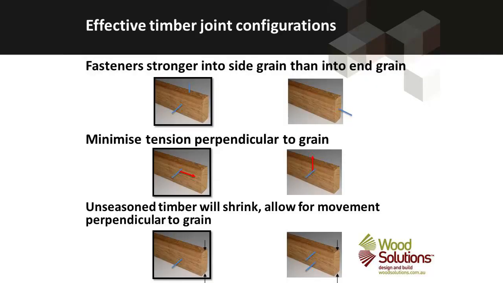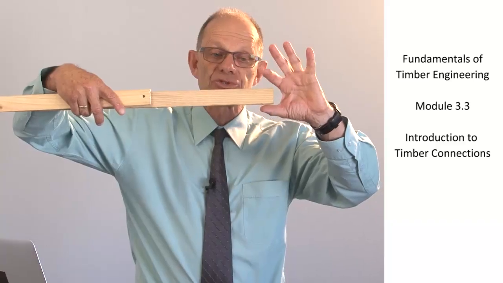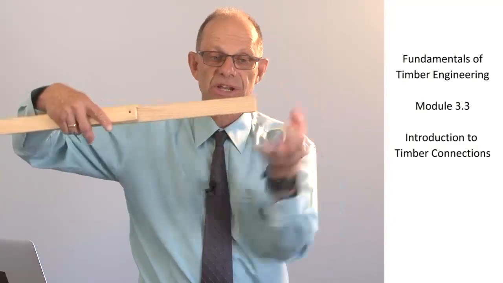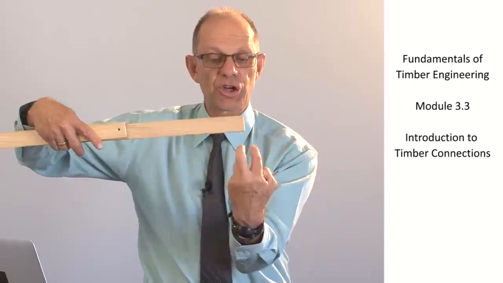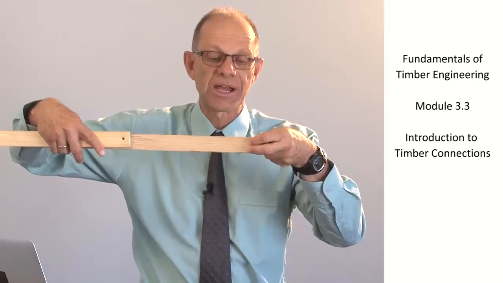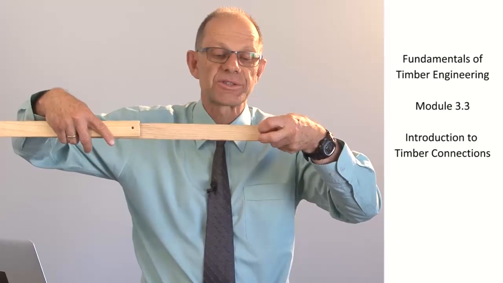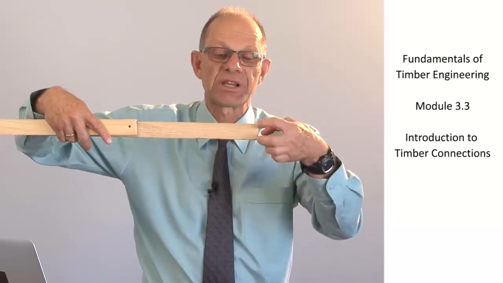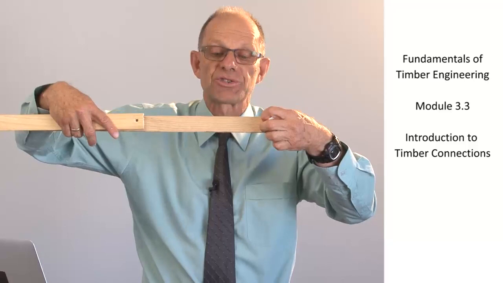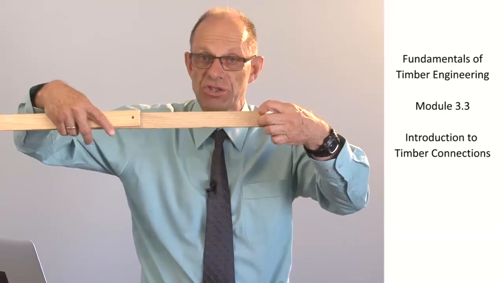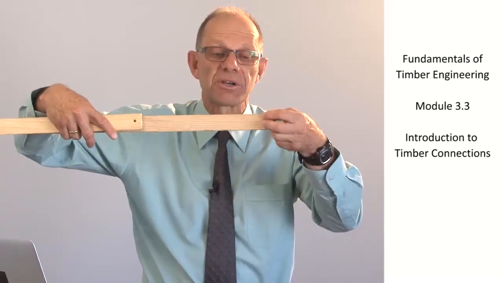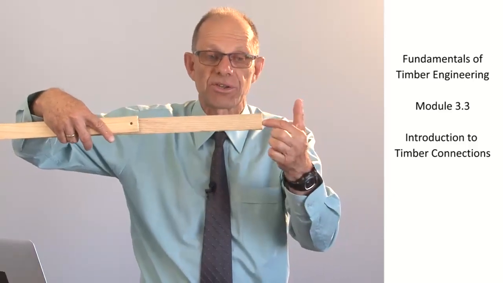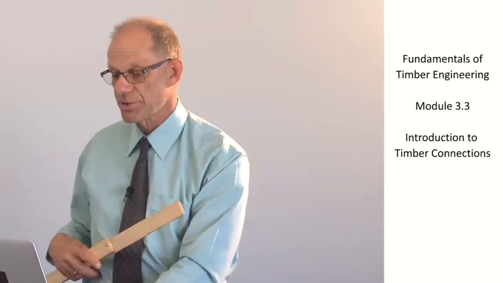So we're going to detail our connections to try and minimise tension perpendicular to grain. And finally, we talked earlier about shrinkage, and shrinkage is primarily in this direction or that direction. If we've got two connectors that go into our member, and those two connectors stop the member from shrinking, but the member wants to shrink because its moisture content has reduced, then we're going to find we introduce tensions perpendicular to the grain and have the potential of causing splitting.